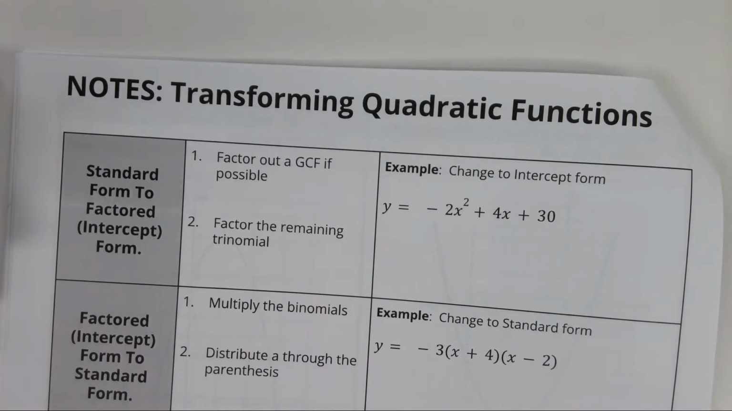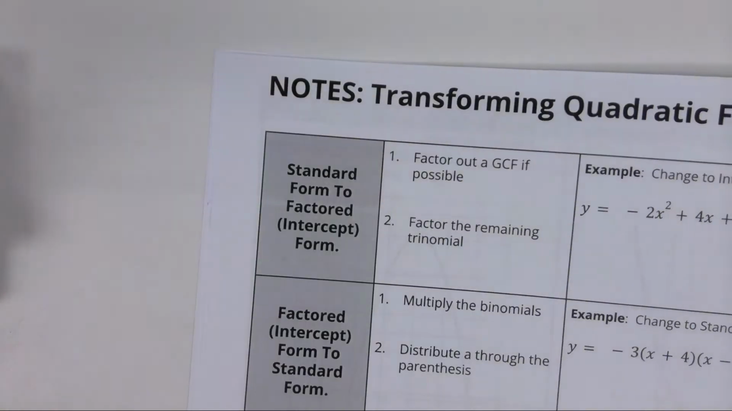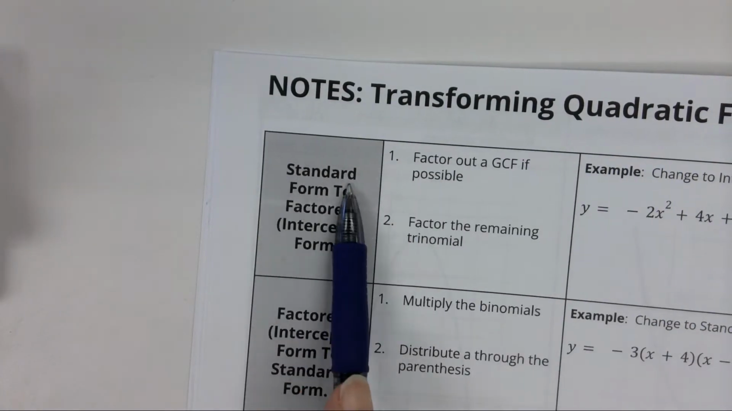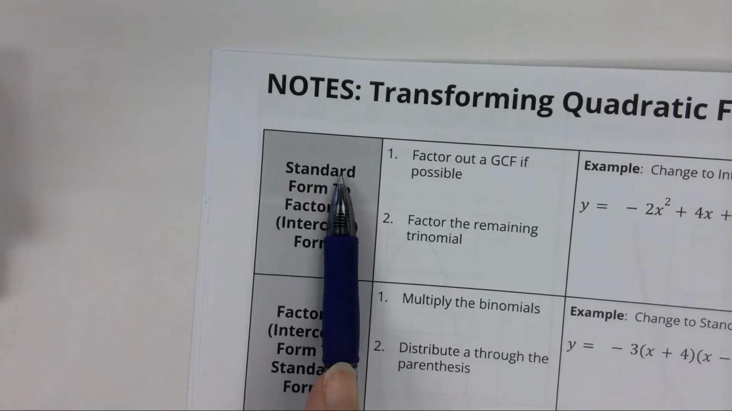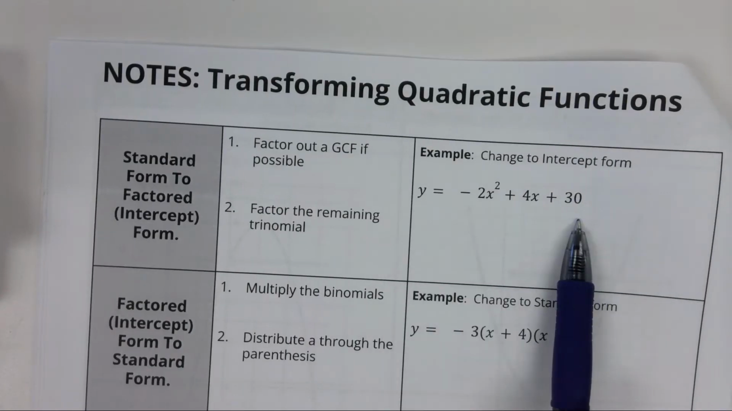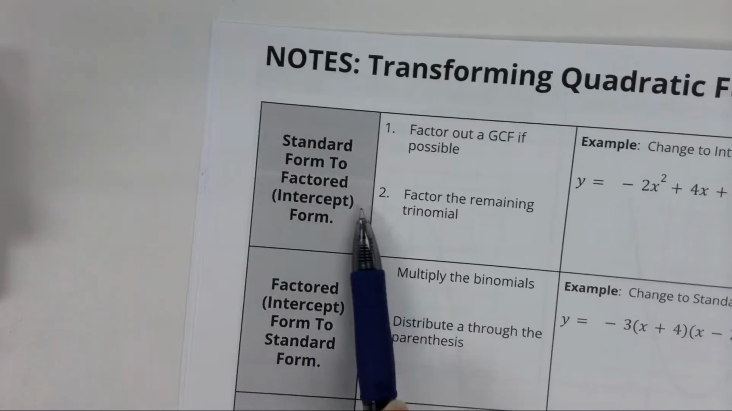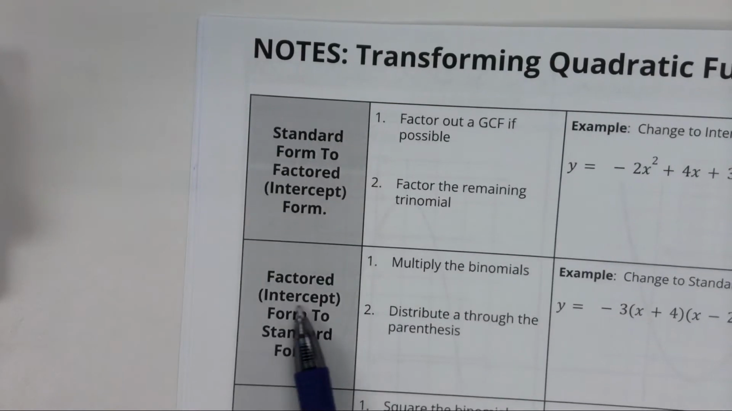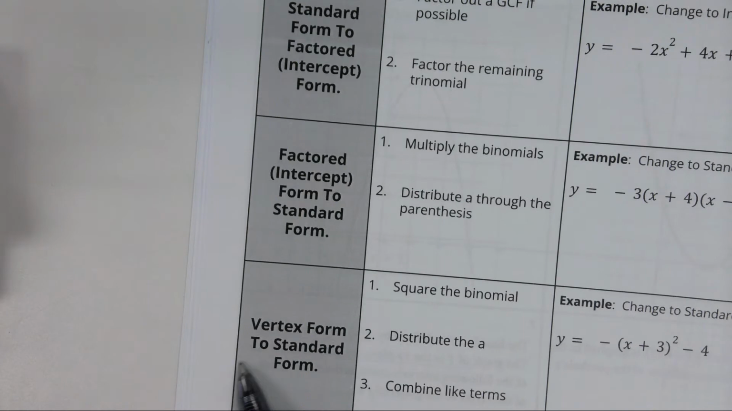Hello, these notes are to explain how we transform between the different forms that we've been working on in Algebra 1. On the left here we have what the form is and what we want to go to. The first one would be standard form, which looks like this. What if we wanted to go to intercept form? Factored, or intercept form to standard form, vertex form to standard form.